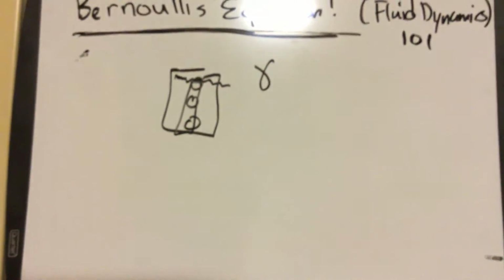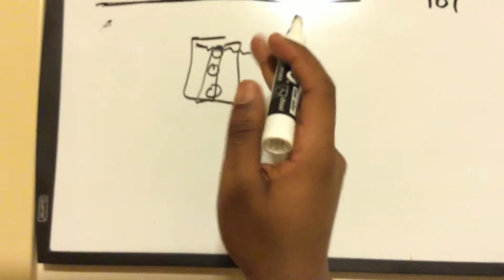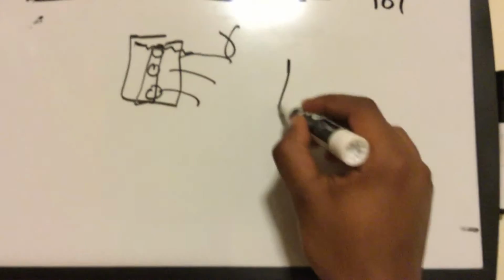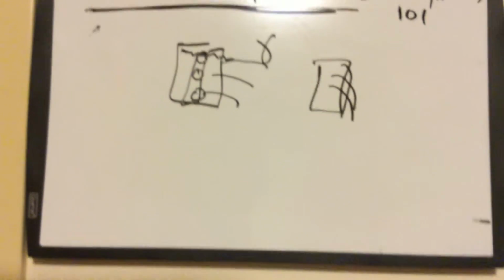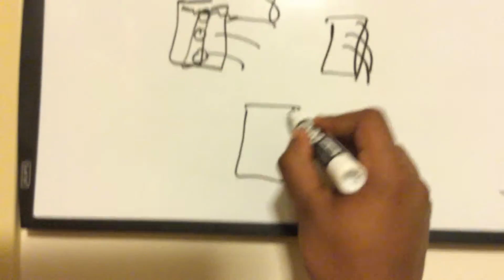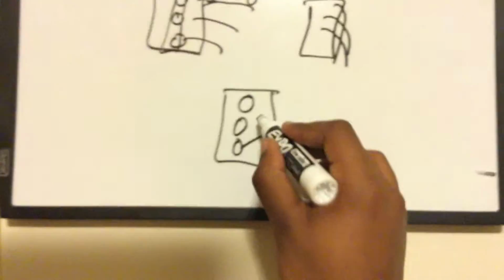If I were to rip it off, what do you think the flow would be if we're looking at this from the side view? Would it be like this? Or would it be like this? Well, when it comes to Bernoulli's equation, the stream is going to come out like this.